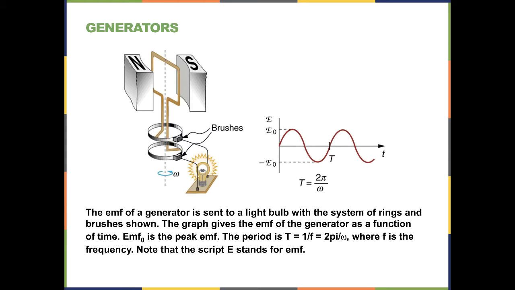The actual period can be calculated as 2 times pi divided by the angular velocity, where f is the frequency in which it passes through. The script E stands for the generated EMF.